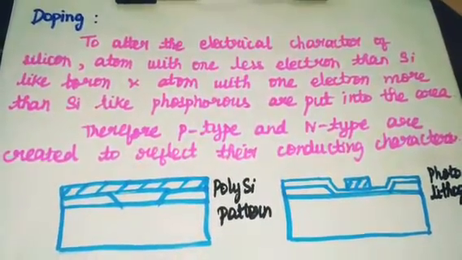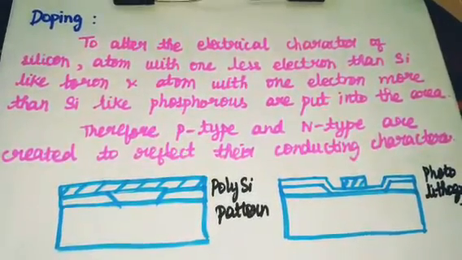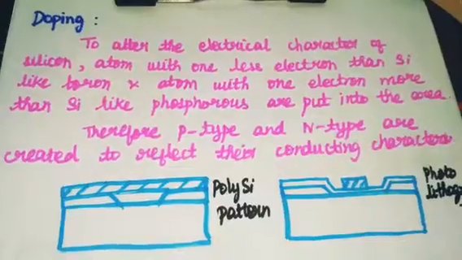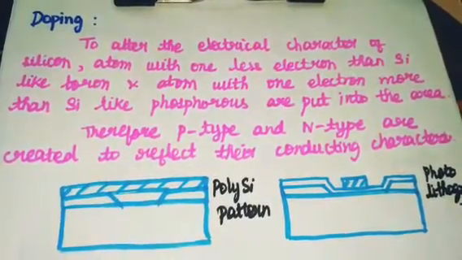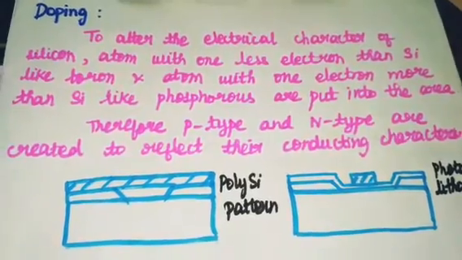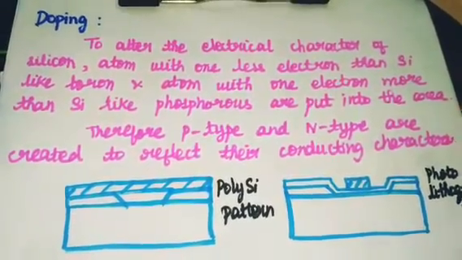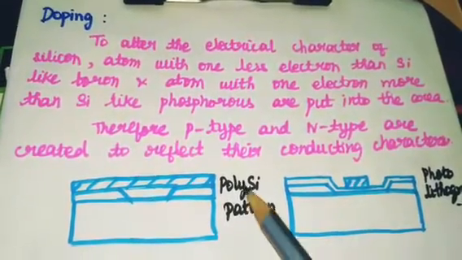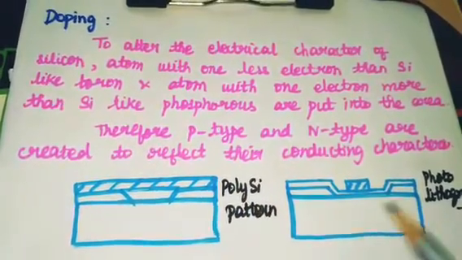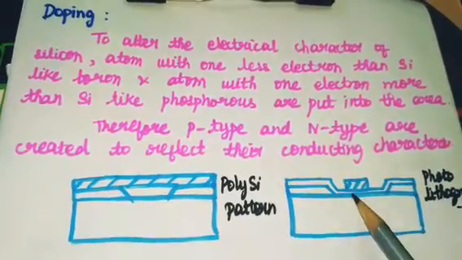Next step is doping. To alter the electrical character of silicon, atoms with one less electron than silicon, like boron, or atoms with one more electron than silicon, like phosphorus, are put into that area. Therefore, p-type and n-type are created to reflect their conducting characters. This is a polysilicon pattern. After this, again photolithography is used. So it will become like this.